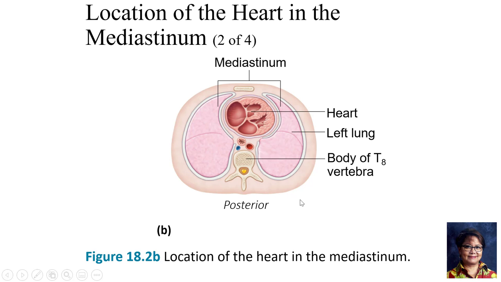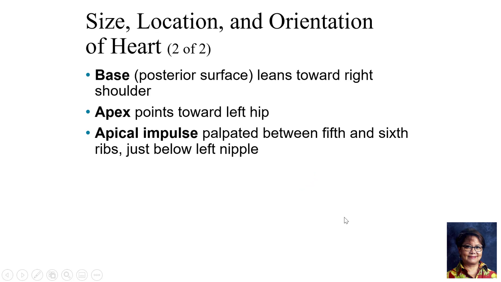So here is a cross section of the entire body, showing right at the portion where you have the lungs and within the mediastinum, showing the heart. Also another transverse section of the heart. So you have some basic orientation and location in some parts of the heart.